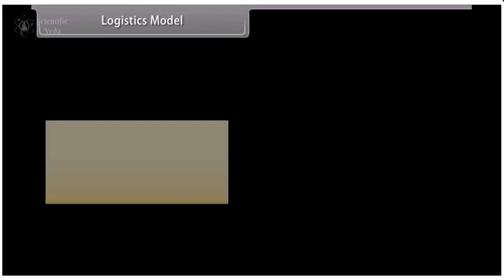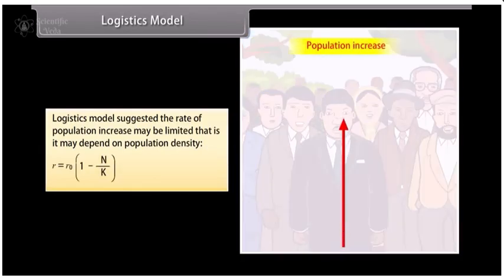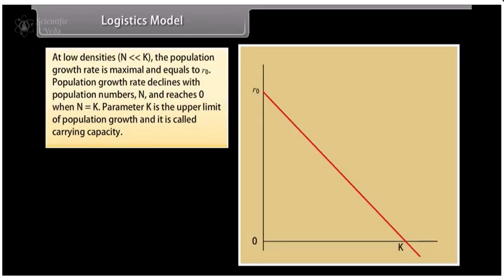Logistic model. The logistic model suggests the rate of population increase may be limited, that is, it may depend on population density. R equals R0 times (1 minus N by K). At low densities, that is, N is much less than K, the population growth rate is maximum and equals R0. Population growth rate declines with population numbers N, and reaches 0 when N equals K.